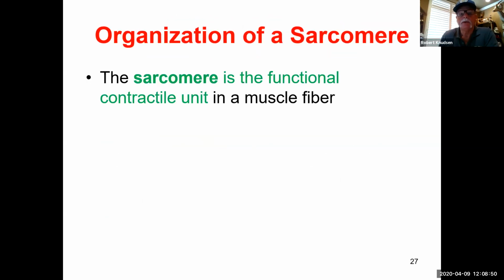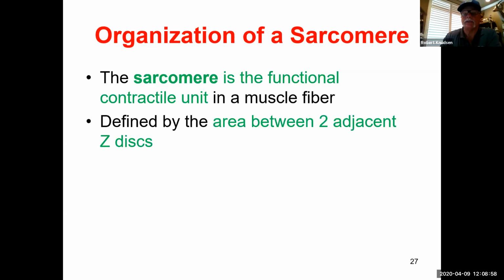Okay, there you go. Sarcomere is the functional contractile unit of a muscle cell. You think you're going to see that on an exam. And it says it's defined by, which means the outside borders are the Z disc. You've got a Z disc on one side, a Z disc on the other side. That defines the outside of the sarcomere.